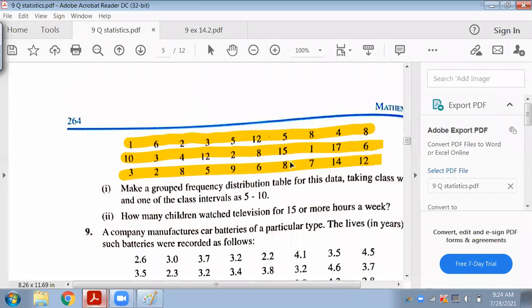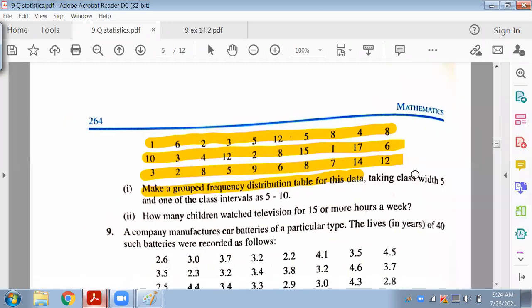Now what you're going to do is make a group frequency distribution table for this data, taking the class weight 5. The weight of the class should be 5, and one of the class intervals is 5 to 10. Okay, now how to make the table.